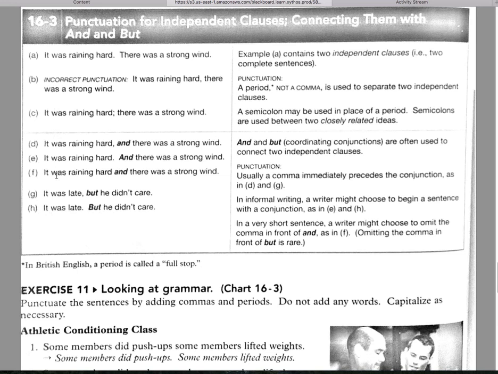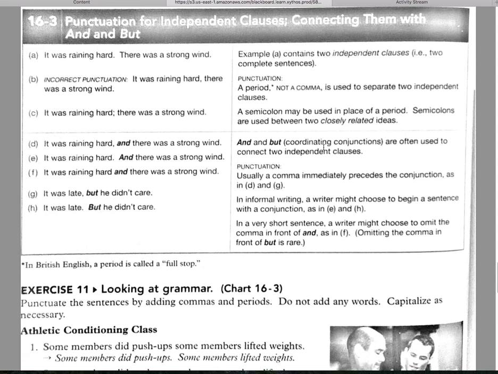Letter F. It was raining hard and there was a strong wind. Letter G. It was late, comma, but he didn't care, period. And it was late, period, but, capital B, he didn't care. Again, you may begin a sentence with but as a conjunction, but it's very informal. And we're going to look at the explanation over here.